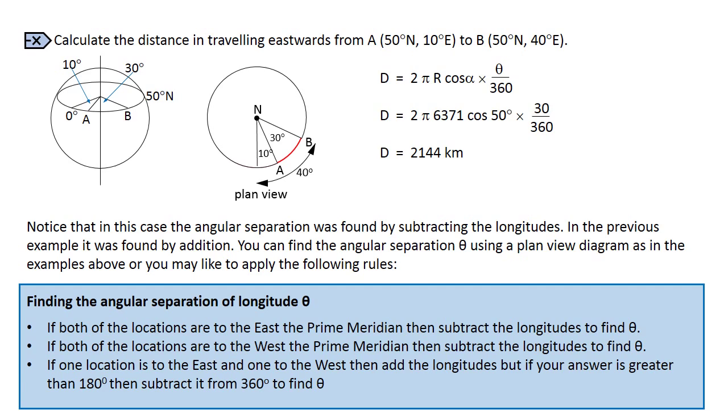If both places are to the east of the prime meridian, then subtract the longitudes to find theta. If both places are to the west of the prime meridian, then subtract their longitudes to find theta. But if one location is to the east and one to the west, then you add the longitudes. But if your answer is greater than 180 degrees, you need to subtract it from 360 to find theta. Let's do some more examples together.